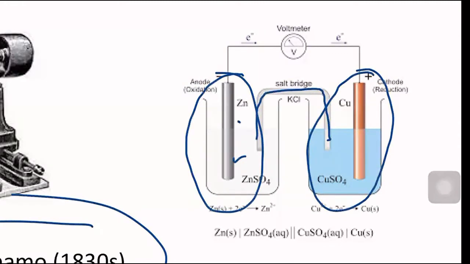We have to take zinc in zinc sulfate solution, copper in copper sulfate solution, and connect a salt bridge between them. Then if you check whether any electric current is flowing through the circuit, we will get the answer, yes. We will be able to get electricity when we connect these two half cells together. Here, the left-hand side is zinc dipped in zinc sulfate, the right-hand side is copper dipped in copper sulfate. These are the half cells.